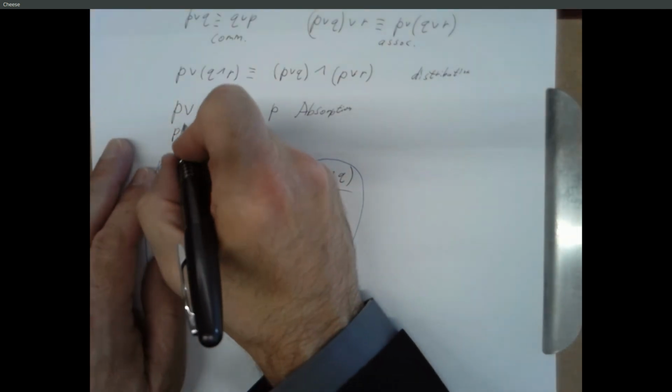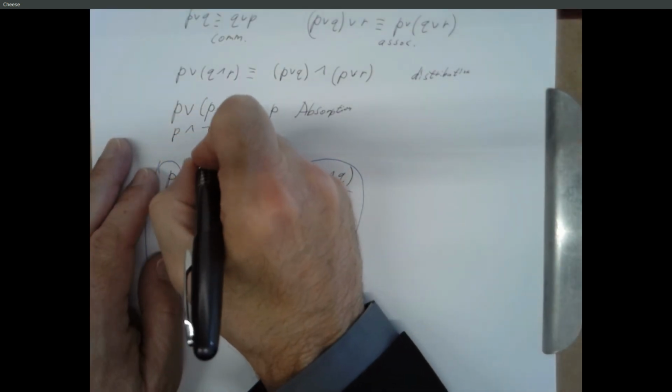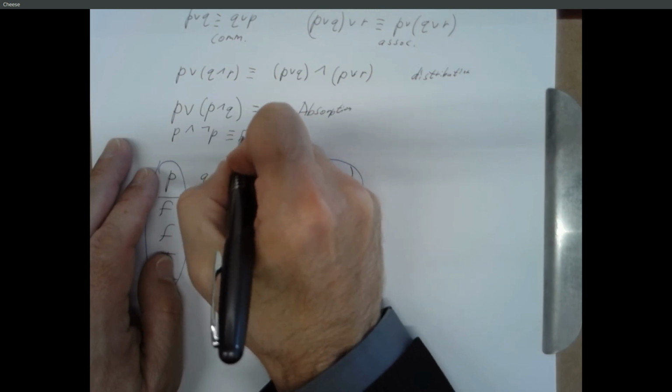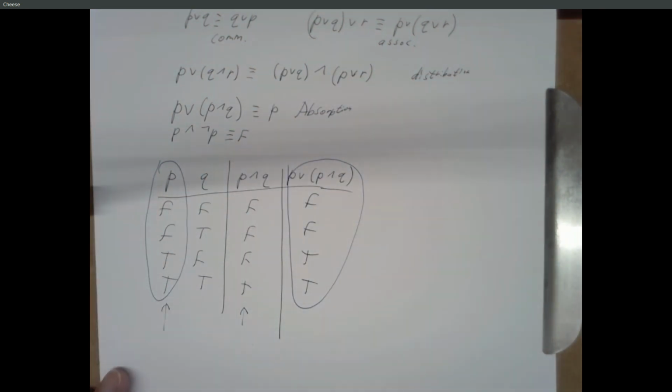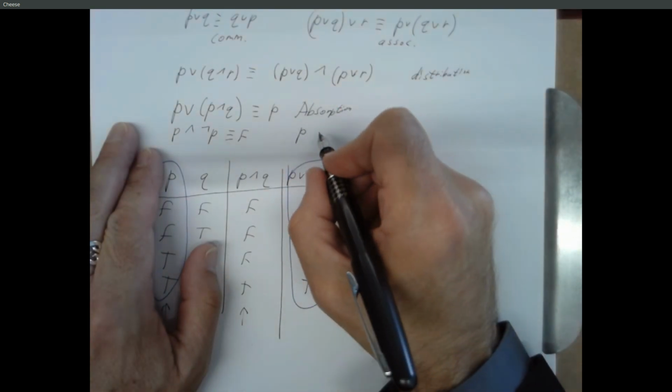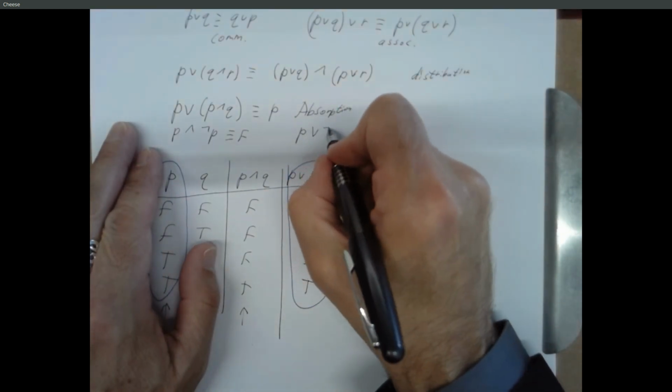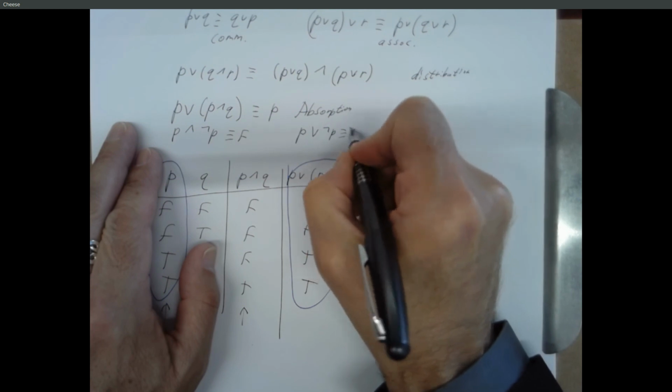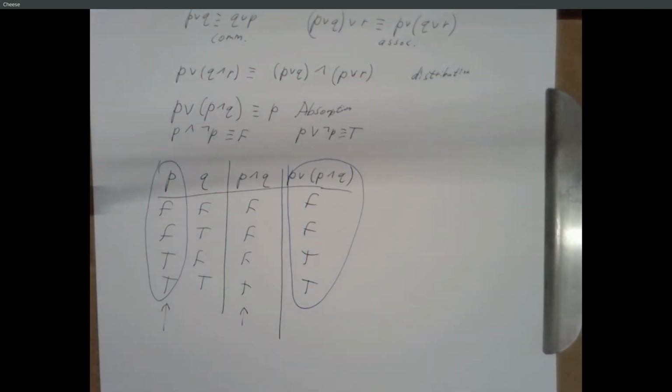P ANDed with not P is logically false. And P ORed with not P is logically true. And that's called negation.